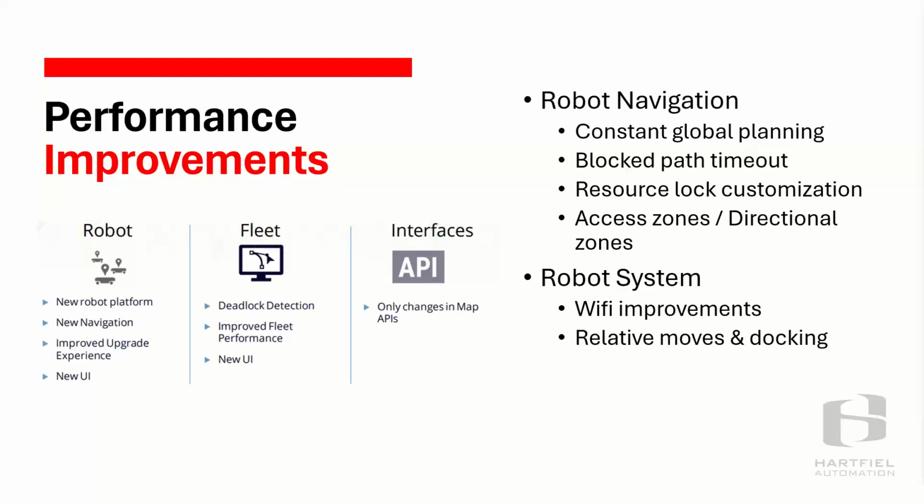The next one would be resource lock customization. This allows for the customization of the distance when the robot will take over a resource. So previously this was a set distance of 10 meters, but now this can be adjusted to avoid deadlocks in smaller areas, such as elevator hallways or local cart positions where you have multiple items in one area.